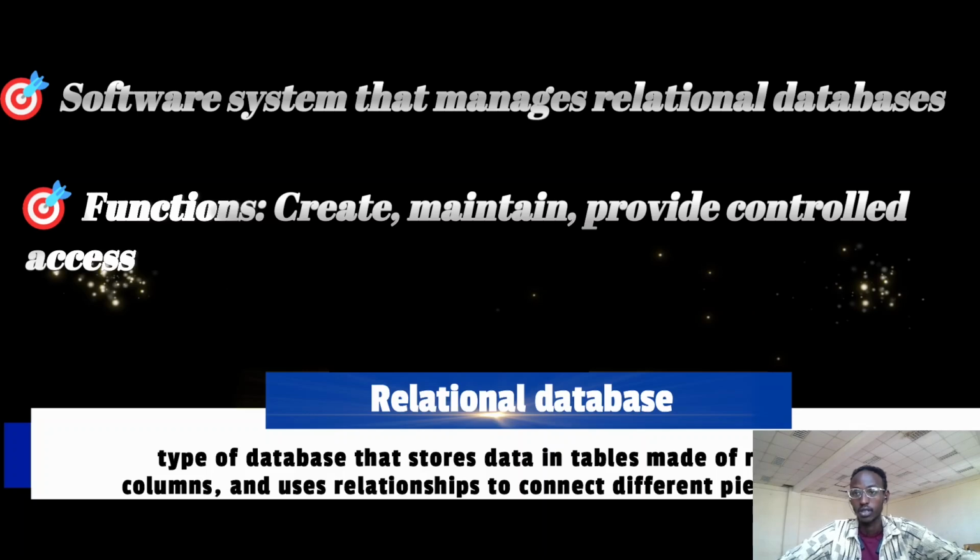It is called relational because tables can form relationships with each other, maybe one to one, one to many, or many to many. Mostly the most common is one to many. It functions to create, maintain, and provide controlled access. So this relational database management system allows users to create a table, a database, views, relationships, and others. When we say maintain, it is used to insert, delete, and update the database or tables or views in the database.